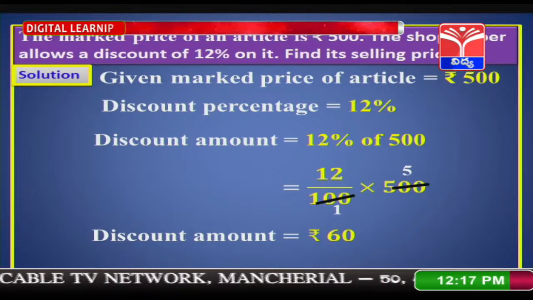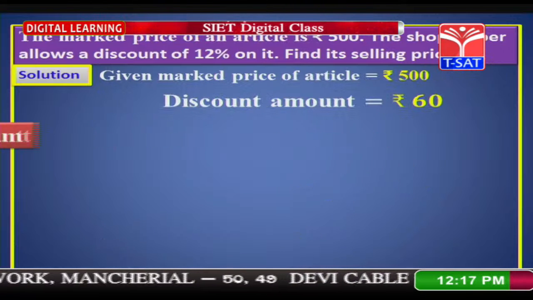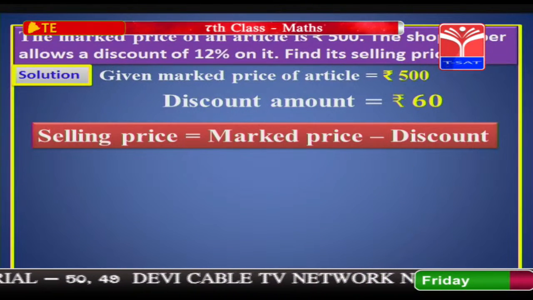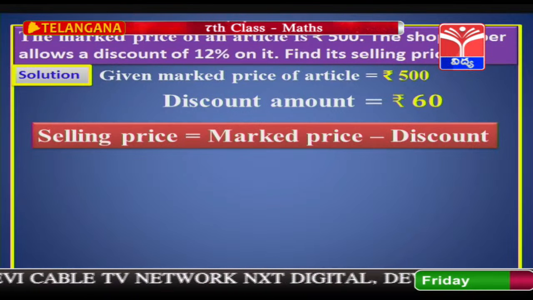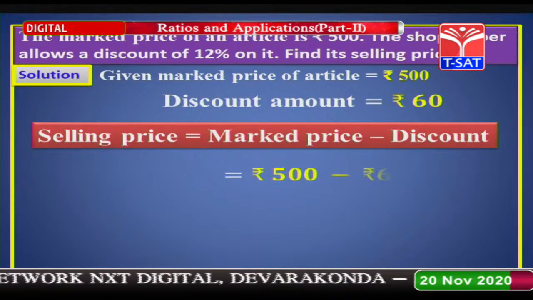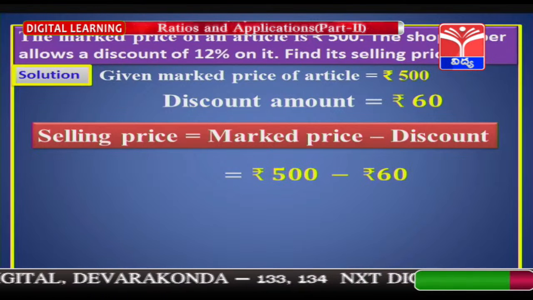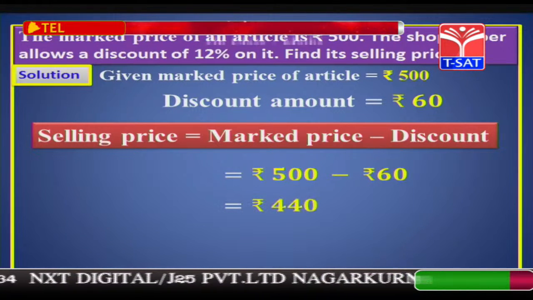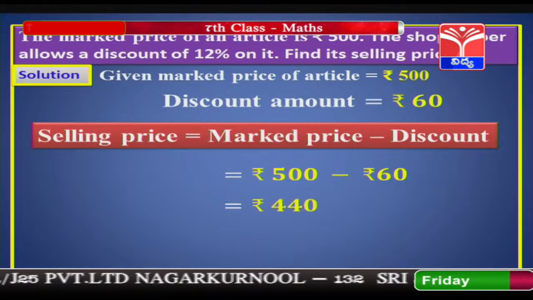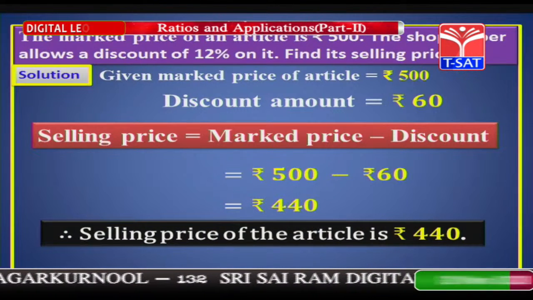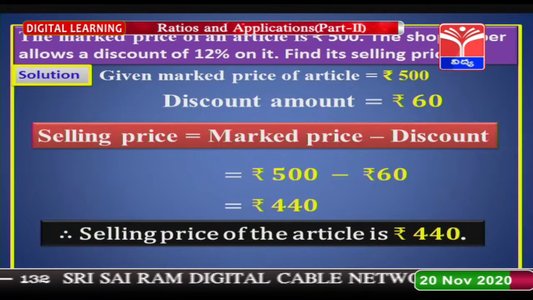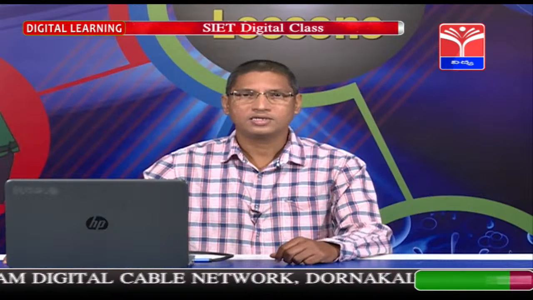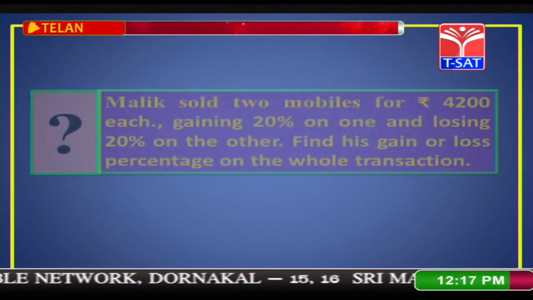But children, we have to find its selling price. So, selling price is given by mark price minus the discount. So, substitute the mark price 500 rupees and discount as 60 rupees. So, 500 minus 60 is 440 rupees. Therefore, the selling price of the article is 440 rupees. Let us move on to our next problem.